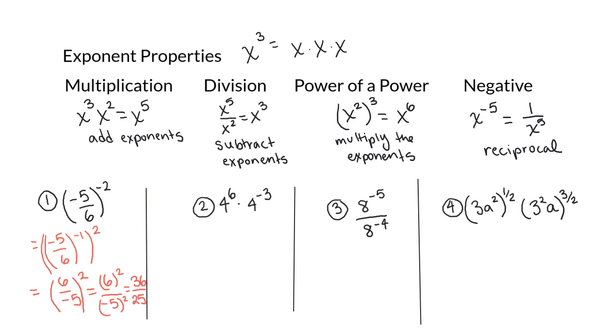Okay, next example, example 2. We have the same base, 4 and 4, raised to exponents. So this is an example of the multiplication property, where we're going to keep the same base, 4 times 4, so keep the 4, and then add the exponents, so 6 plus negative 3. 6 plus negative 3 is 3, so that would be 4 to the third power. 4 to the third power is 4 times 4 times 4, which is 64.